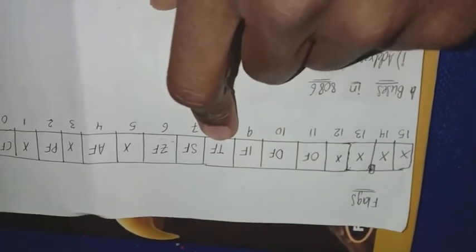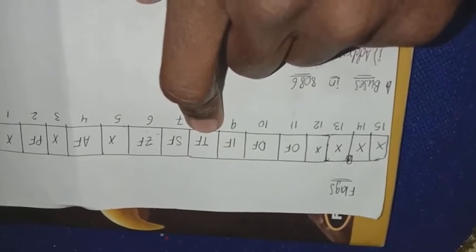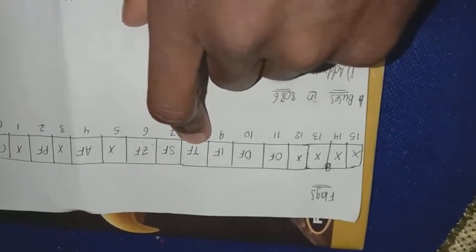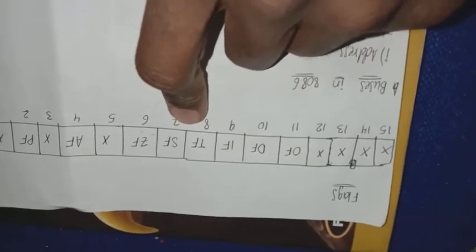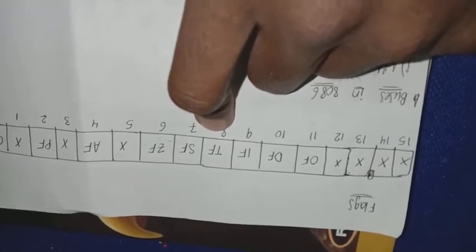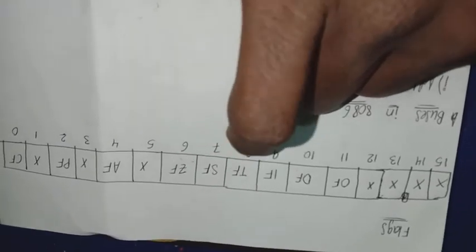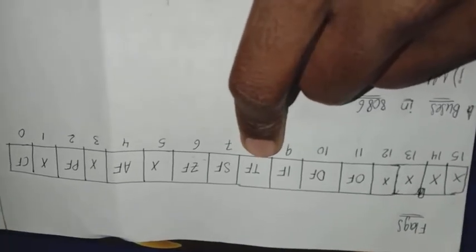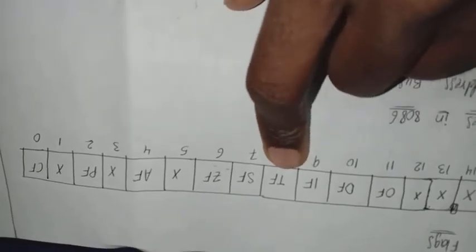And this is the trap flag. The trap flag is used when debugging the code. When it is set, debugging occurs from one instruction to the next, which means it checks for any errors in one instruction and then goes on to the next instruction. Like that, it checks all instructions one by one when it is set. When it is reset, it checks as the programmer wants.